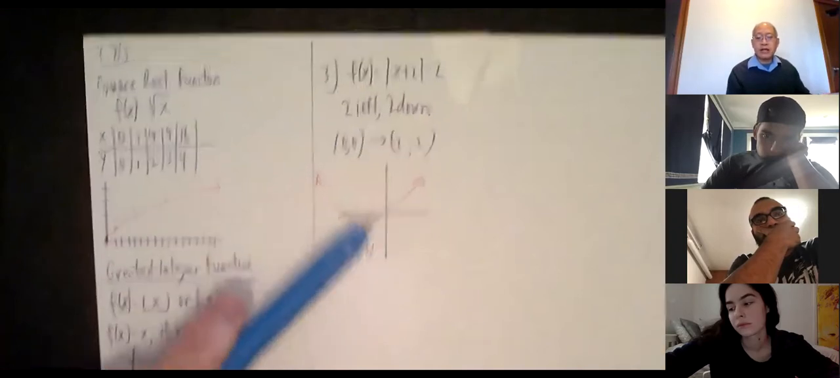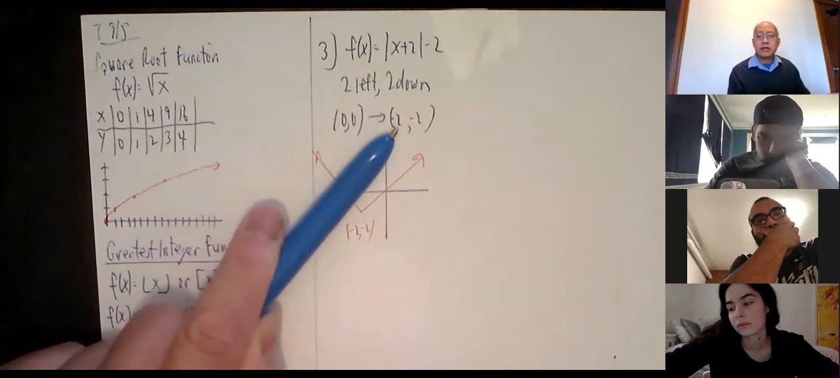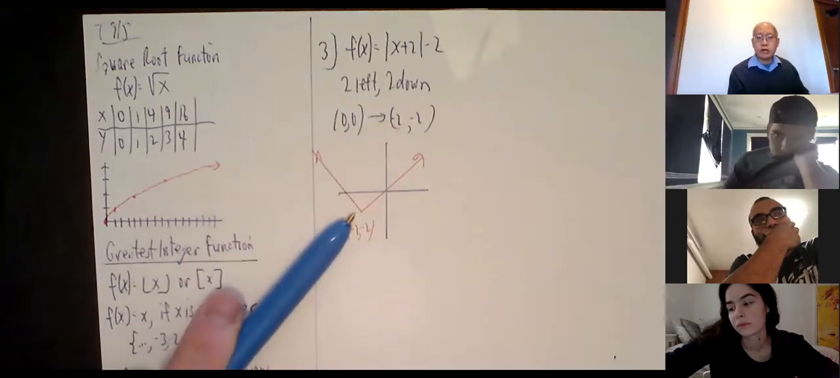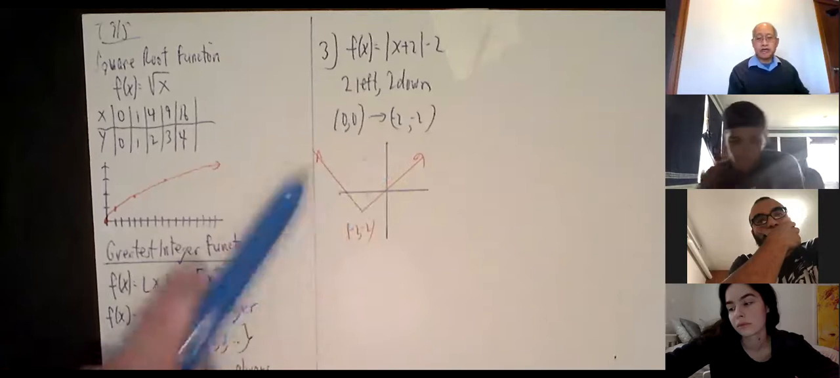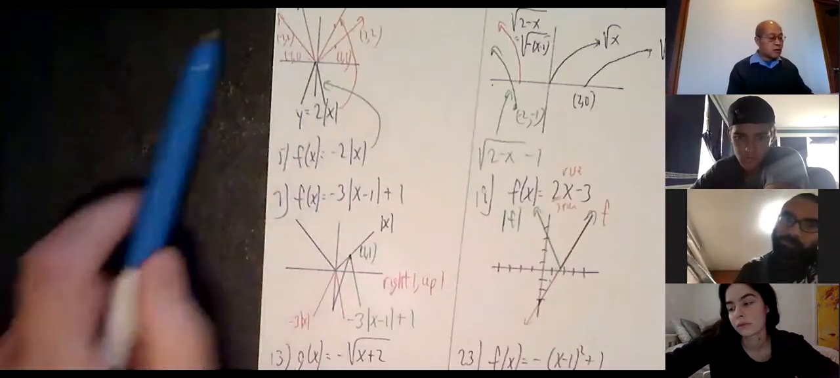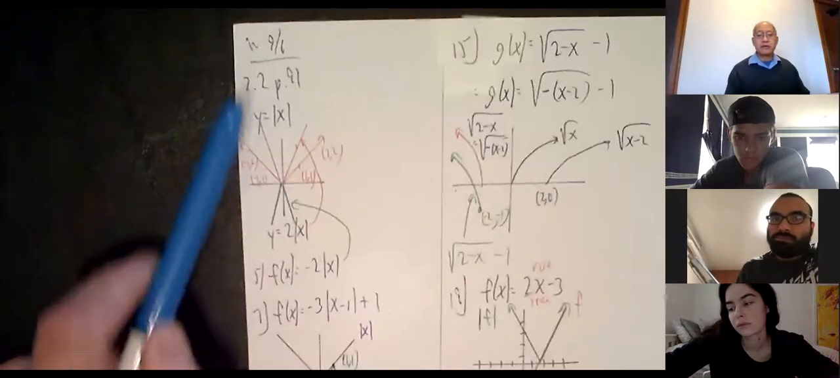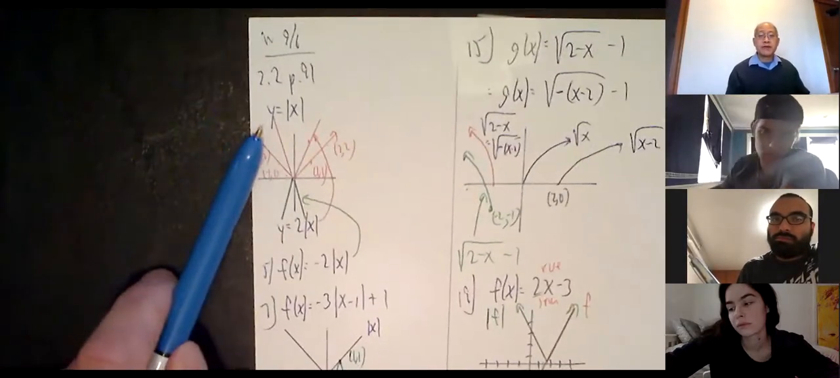Again, the easiest way I can think of is start with the origin. (0, 0) gets shifted 2 left and 2 down. That's (-2, -2). So there it is. And then I just draw my V shape as before. Okay. So I wanted to show you some of that, and then quickly do some other stuff from 2.2. I know I kind of gave it to you before, but I'm trying to go a little bit fast here.